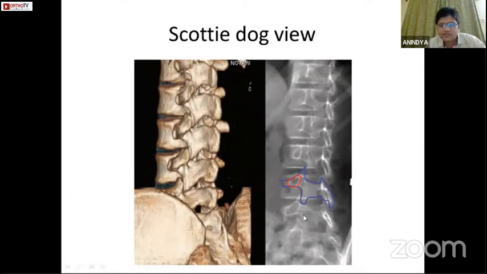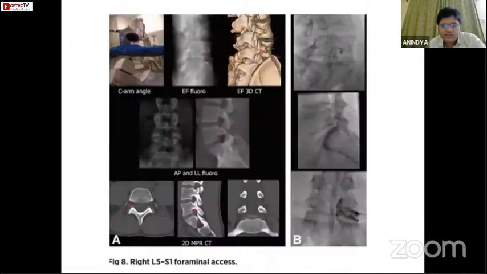So this is what we want to see when we do nerve injections. Although some people use the AP view for doing their nerve root blocks and for transforaminal injections as well as vertebroplasties, I like to use this Scotty dog view a lot. So let us see how this is helpful.